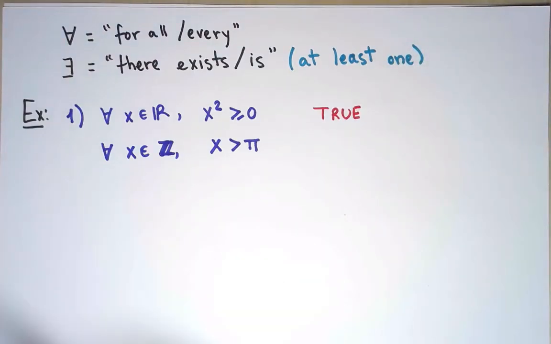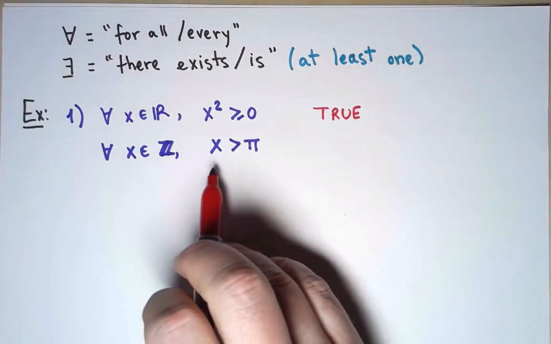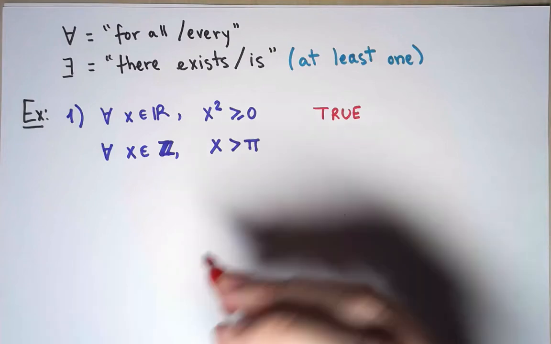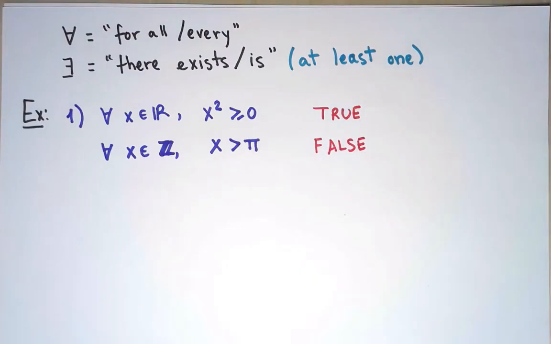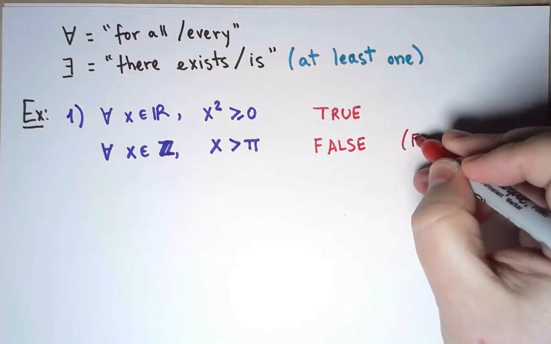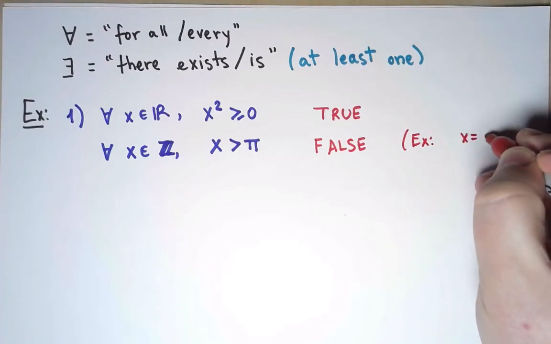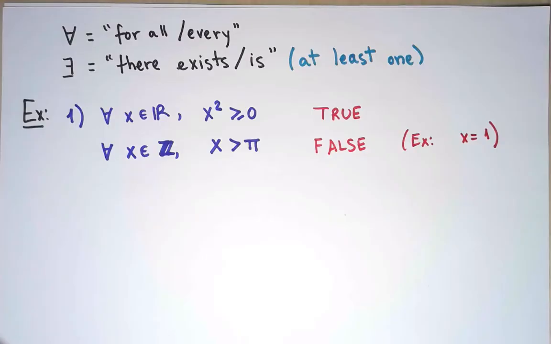The second says that for every integer x, x is greater than pi. And that is false. Some integers are greater than pi, some integers are smaller than pi. For example, 1 is smaller, and that's enough to say that this statement is false. Okay, next, let's look at some examples of statements with there exists.